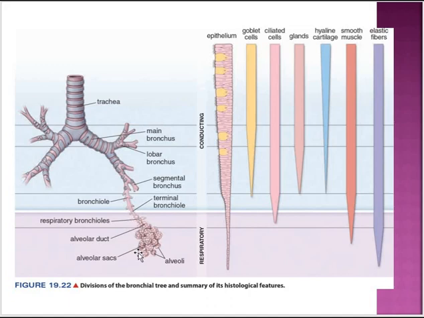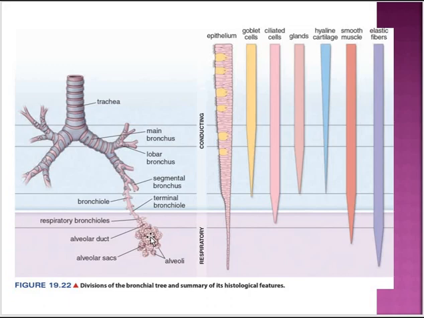And here starts the respiratory portion. It starts with the respiratory bronchioles, then it will branch into alveolar ducts. They will branch till the alveolar sacs, and in the wall we will see alveoli, the sac-like structures with thin walls, which will provide the gas exchange.